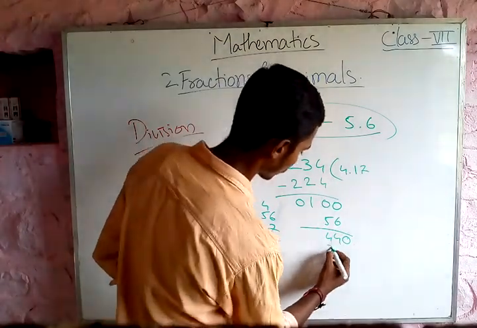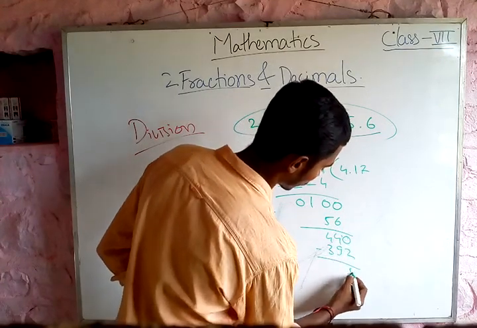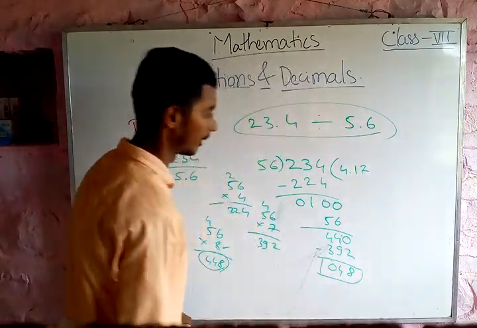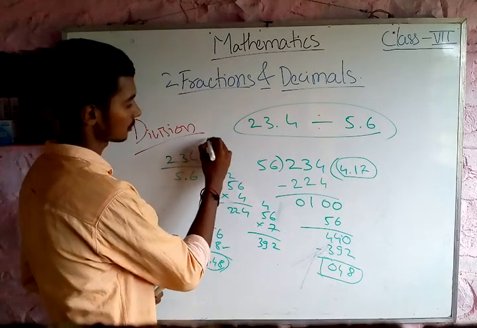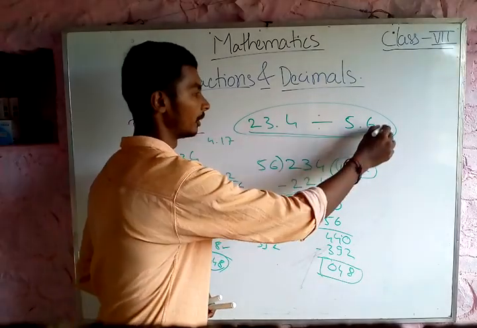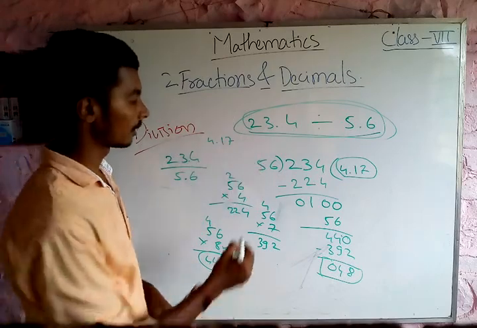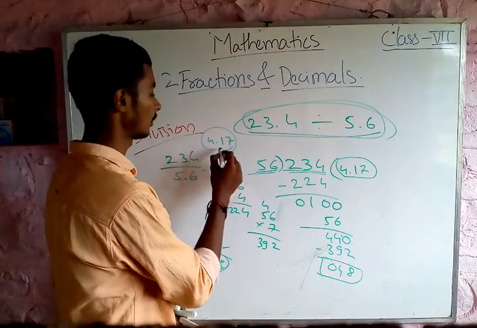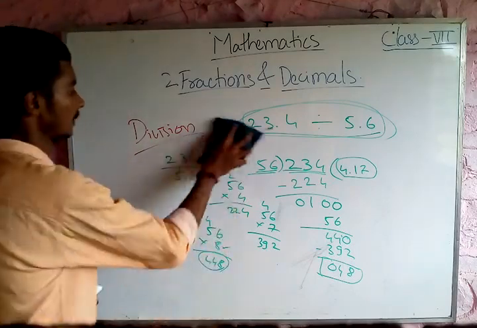56 7s are 392, and their subtraction will be 8, 39 will be 4, and this much. Okay, so this is the remainder. So this can be kept in 2 decimal places, that is 4.17. See, from here we have reduced them to fraction, and from fraction we have reduced them to whole numbers, and from whole numbers when we divided we get the answer. Okay, so this is how division is done in case of decimal numbers.